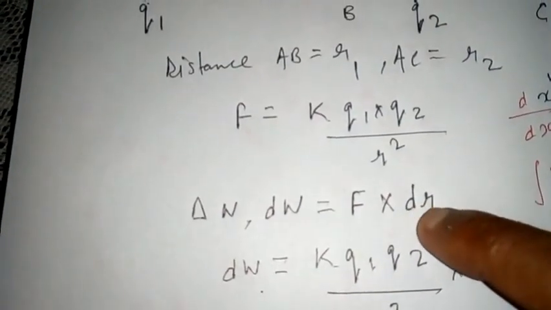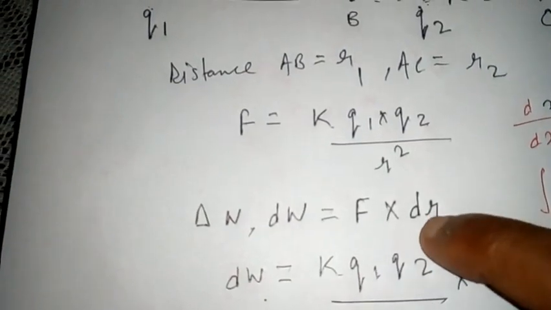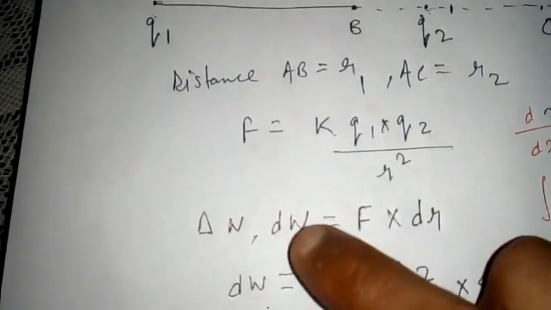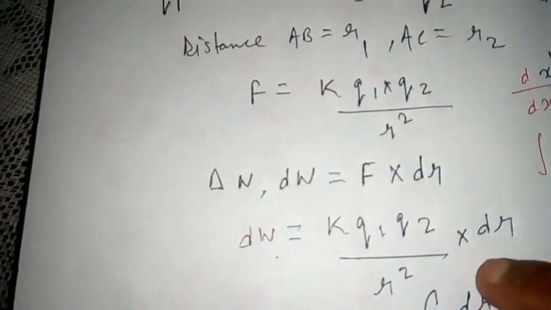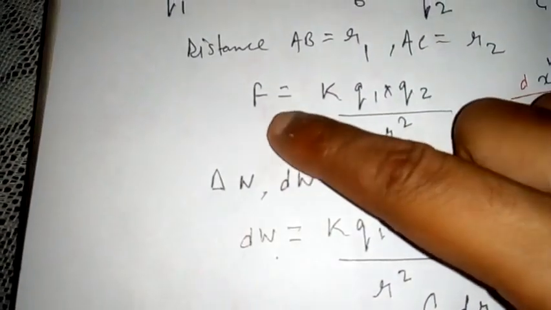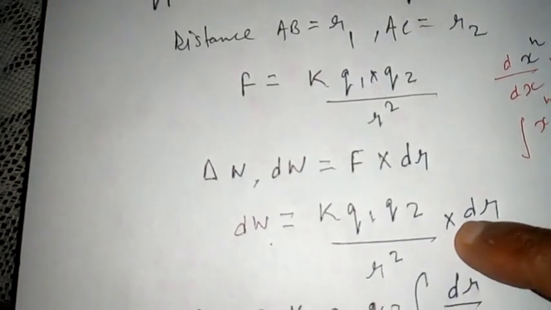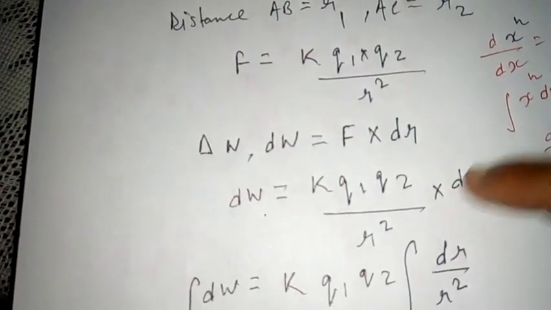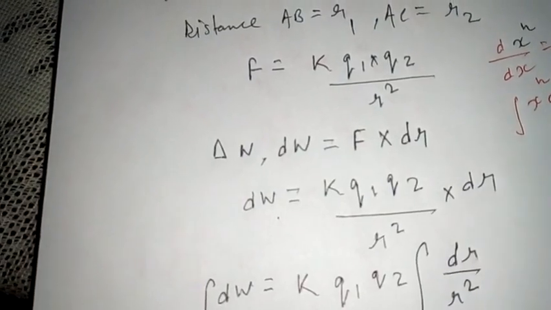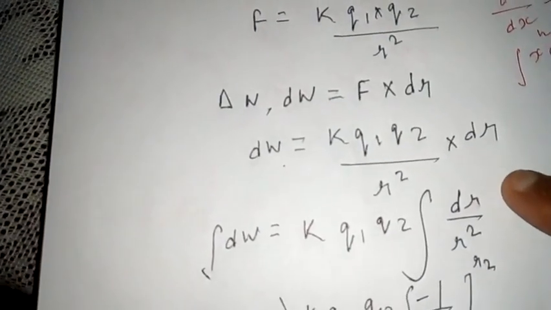So if it moves a little distance, there will be a little work done. Okay, so what I'll do is I'll write this force into dr. This force is k q1 q2 over r square into dr. We'll do it as dr.